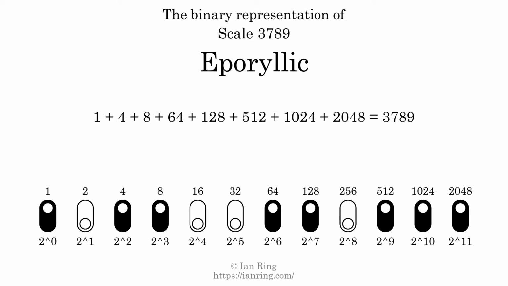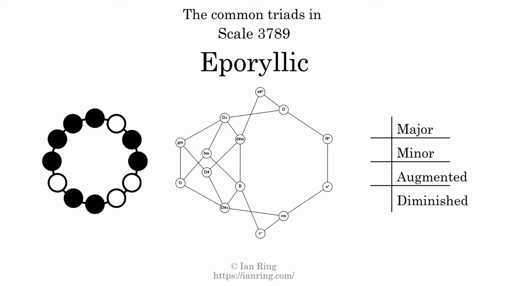3789. The scale number not only enumerates the scale with a unique index, but it also literally describes the tonal content of the scale. Represented as a binary number in base 2, the scale number is 111011001101. Here are the common triads present in this scale.